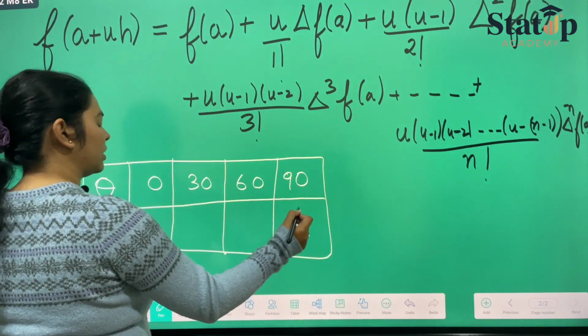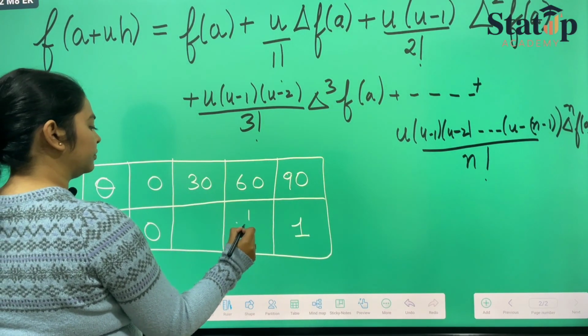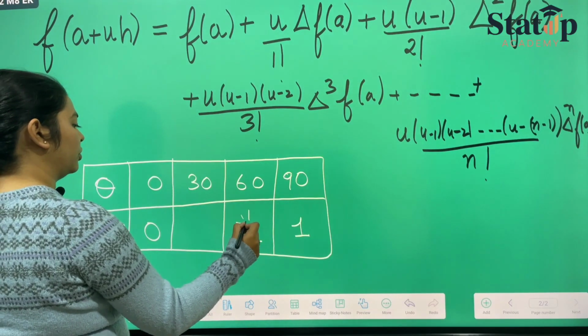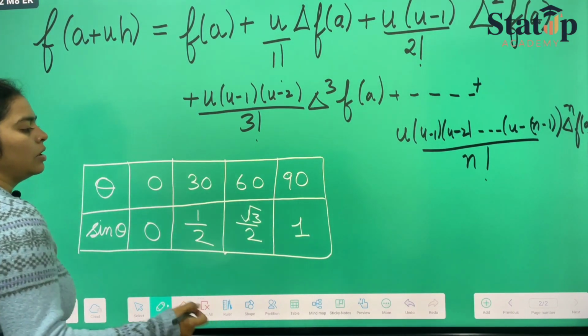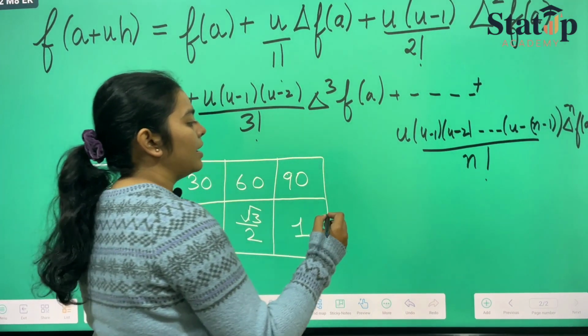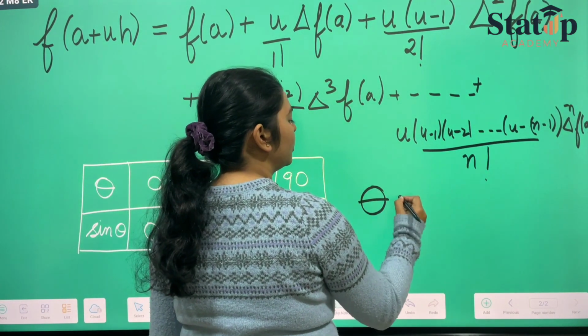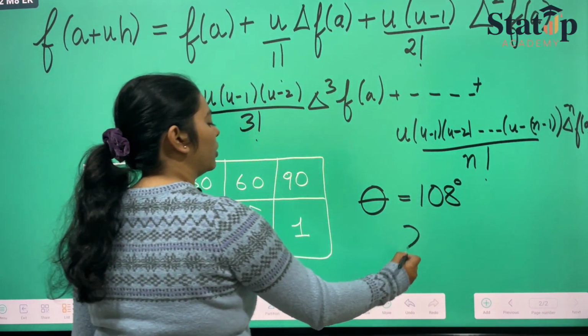The value of sine 90 is 1. The value of sine 60 is root 3 by 2. The value of sine 30 is 1 by 2. This is the value. Now, if we have to find the value at theta equals 108, then what?